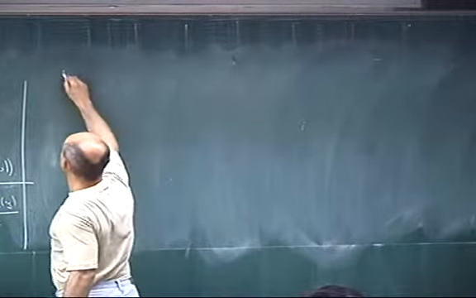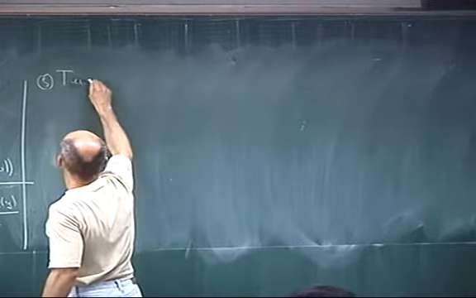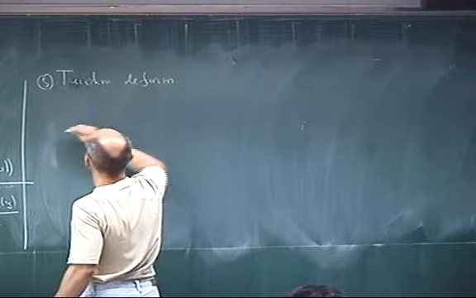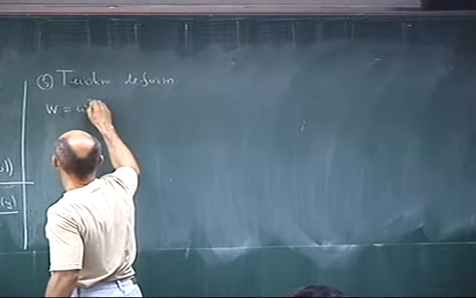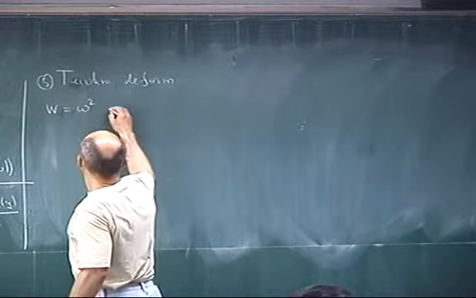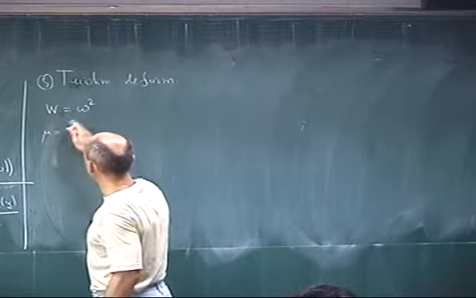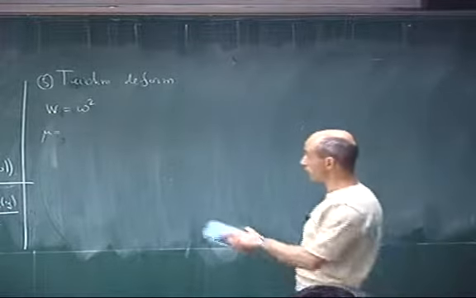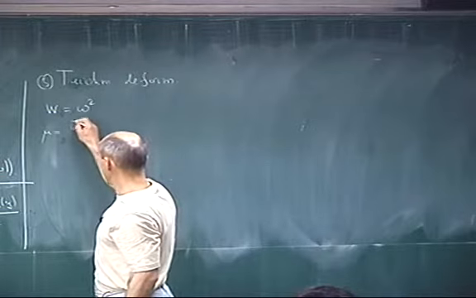Teichmüller deformation. So take W to be W's small square. Then the Beltrami differential corresponding to the infinitesimal deformation in the direction of this W is known to be like that. It's W bar over W.